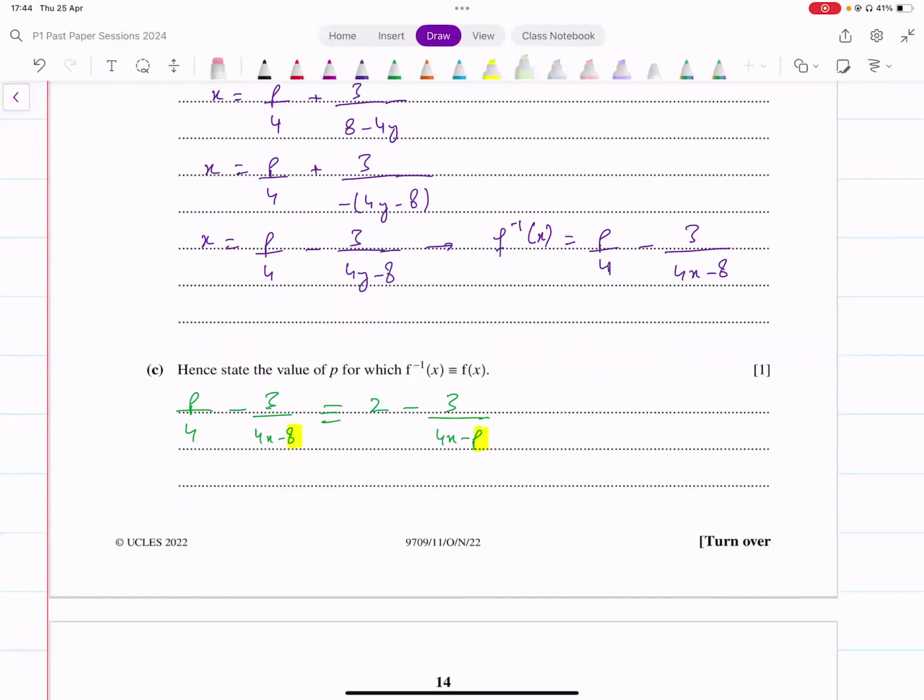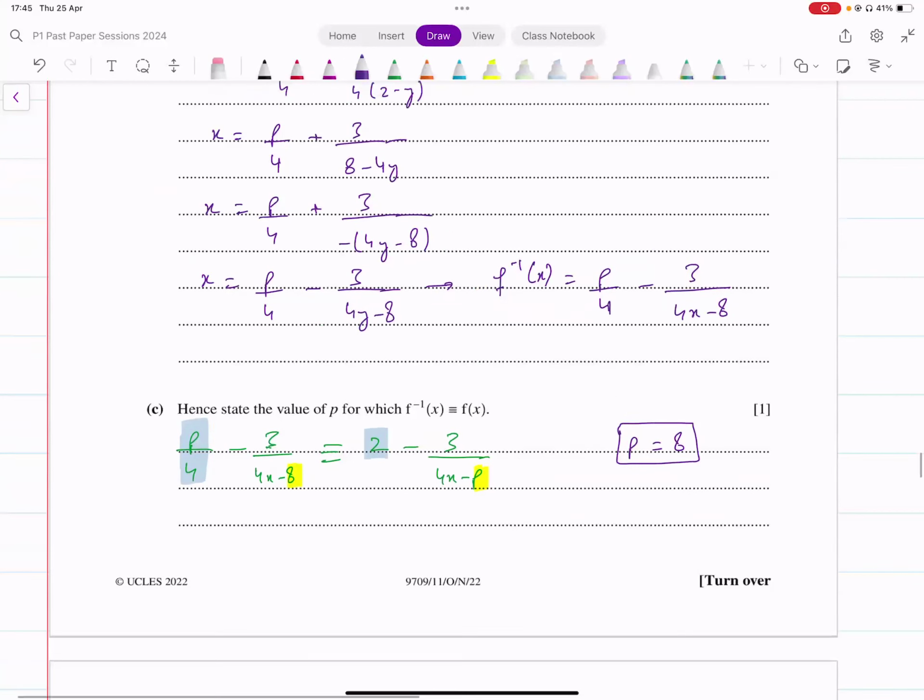You can confirm from this as well. This is p over 4. P over 4 should be the same as 2. And that also gives you p equal to 8. So the value of p therefore should be 8. All right? That's what we were looking for. Is that okay? That's part C.